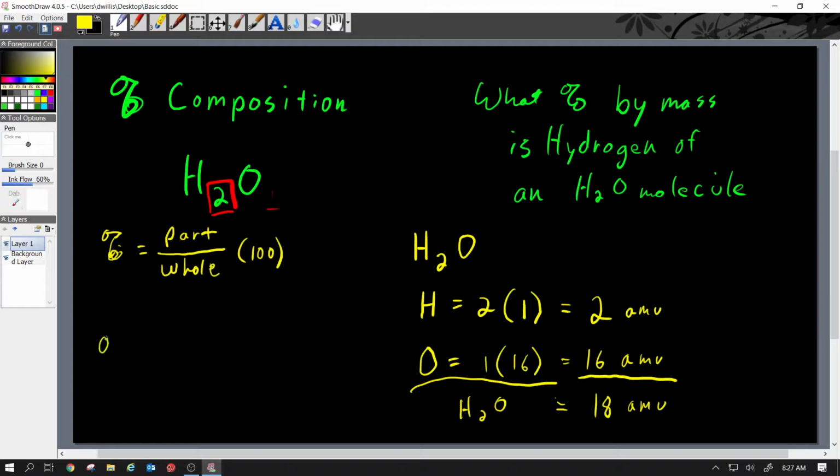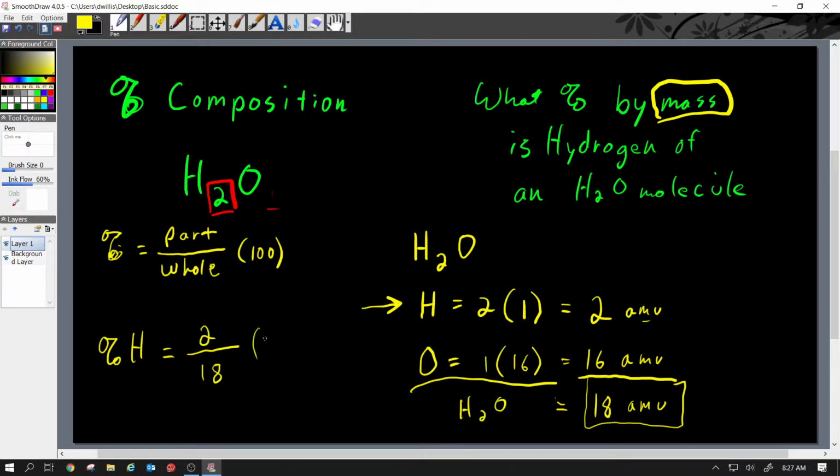Now, I wanted to know the percentage of hydrogen. And again, we're talking about by mass, which is why I'm working with these masses. So the percentage of hydrogen is the part of hydrogen. How much of this molecule is hydrogen? What did I say its part was? 2. So 2 AMUs divided by what is the whole mass of water? 18. Excellent. So the percentage of hydrogen is going to be 2 divided by 18 times 100.